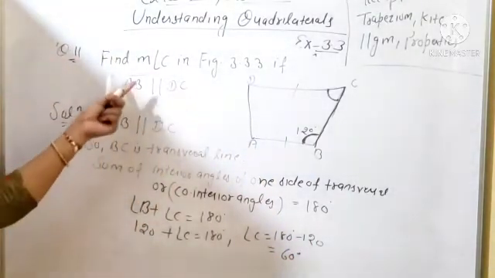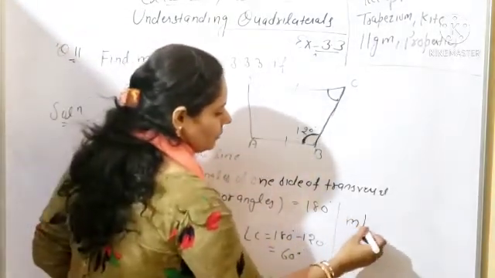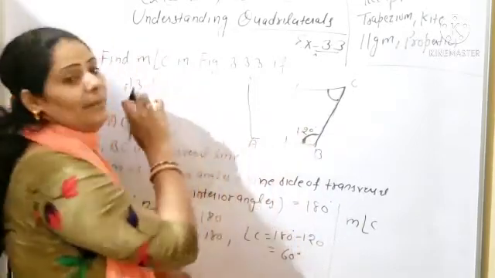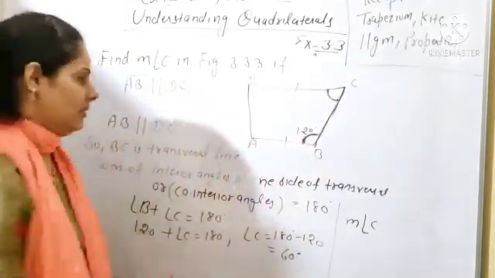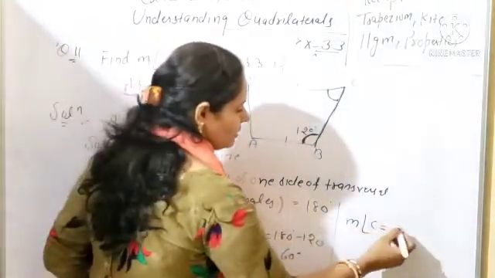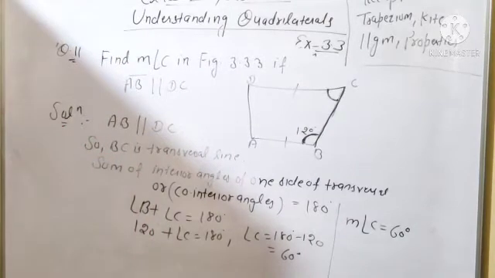And in this question you have to find out the measure of angle C. So simply you can write measure of angle C, M angle C. What is the meaning of M angle C, beta? It is measure of angle C. Okay. So what is the measure of angle C? You can say it will be 60 degree. Clear? Measure of angle C will be equal to 60 degree.